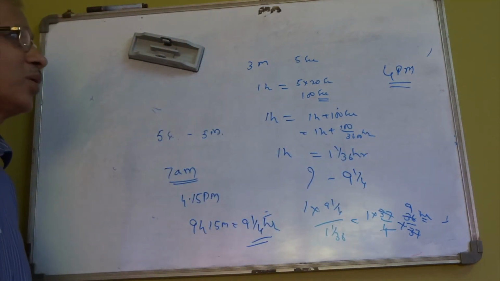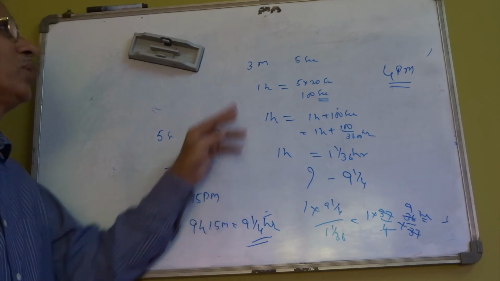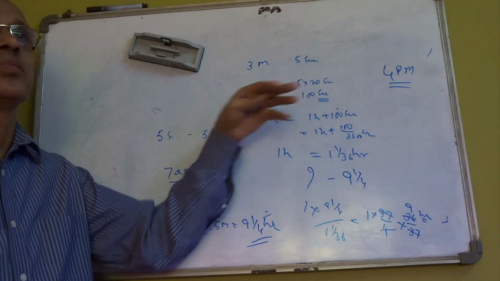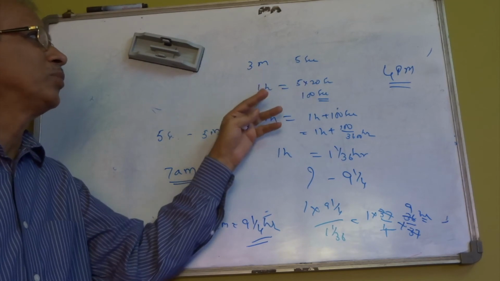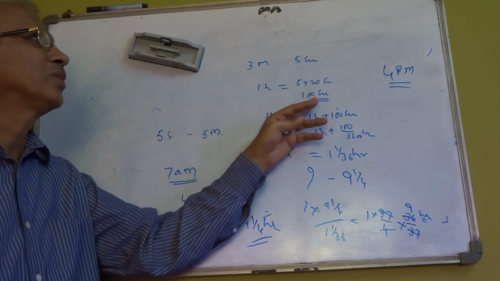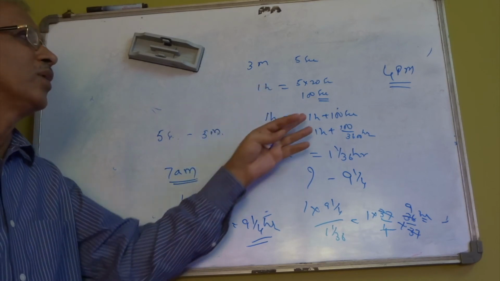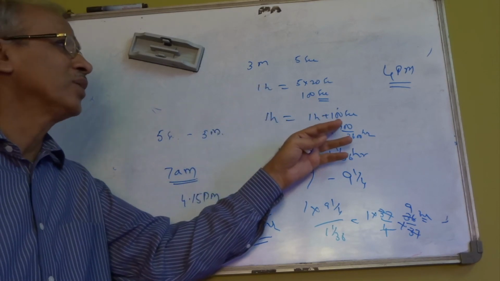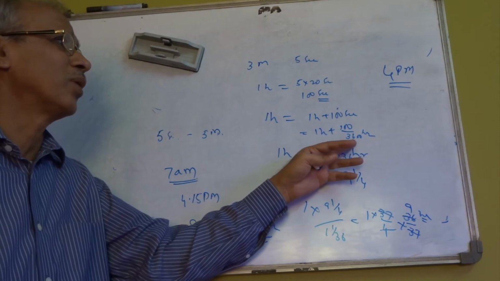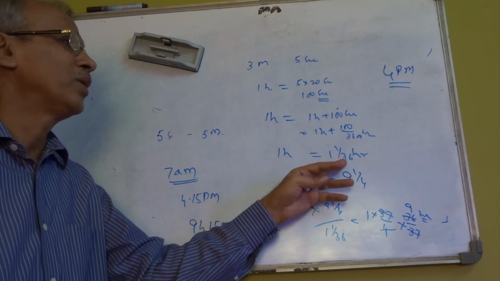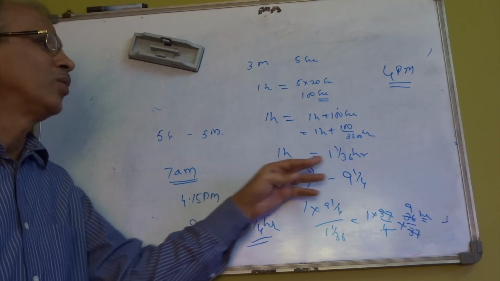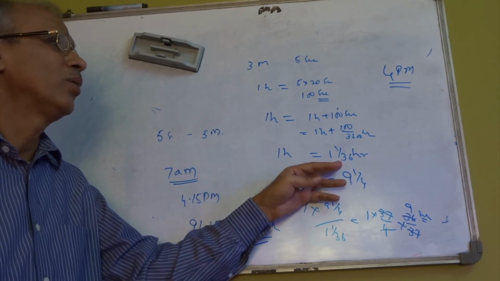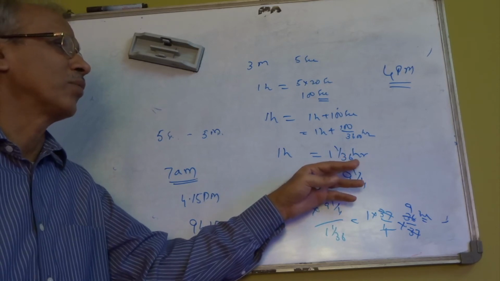Once again, let us try to understand. This watch, every 3 minutes it gains 5 seconds. That means it's going ahead. So in 1 hour, 60 minutes is 3 into 20, so 5 into 20 seconds it will go ahead. It is 100 seconds. 100 seconds is 100 by 3600 hour. That is 1 by 36 hour. It is ahead. Actual 1 hour, the watch will show 1 hour plus 1 by 36 hour.